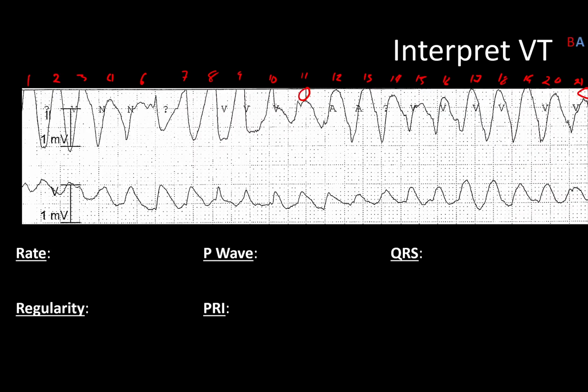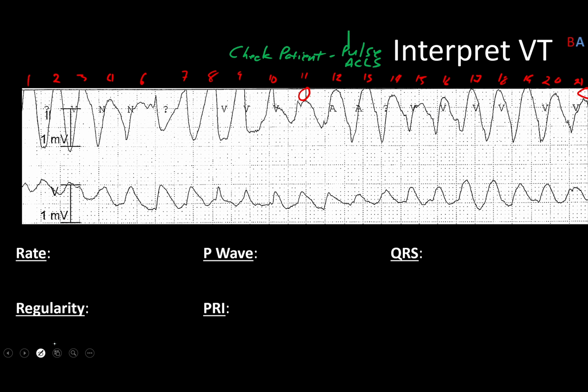Another round of VTAC, and if you see this on the screen, the answer is always going to be the same. Check the patient. Looking for a pulse. May need to do ACLS.